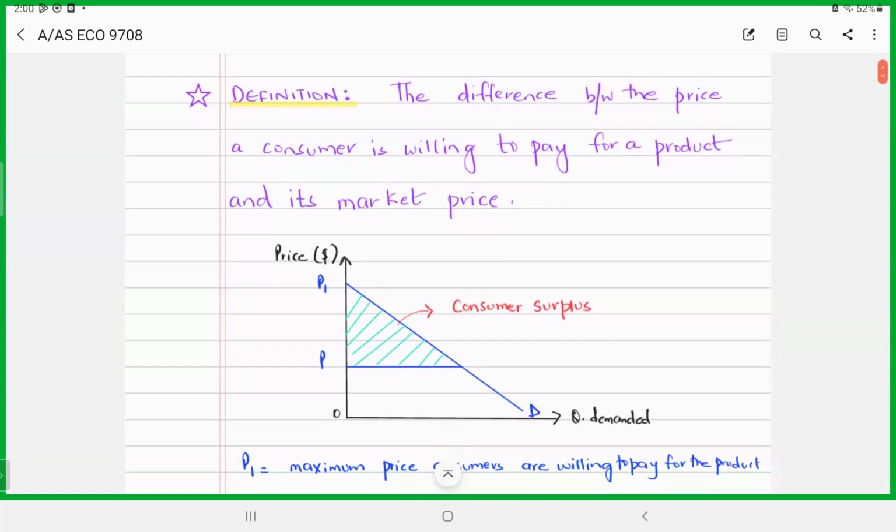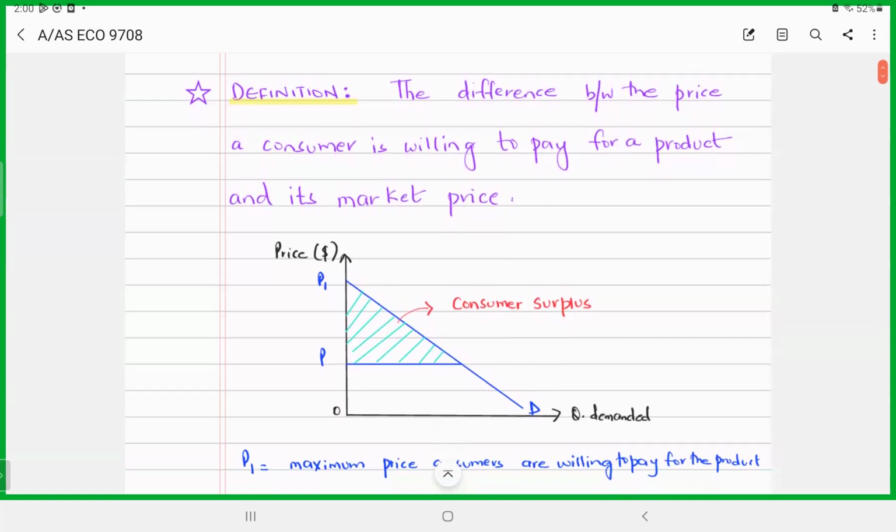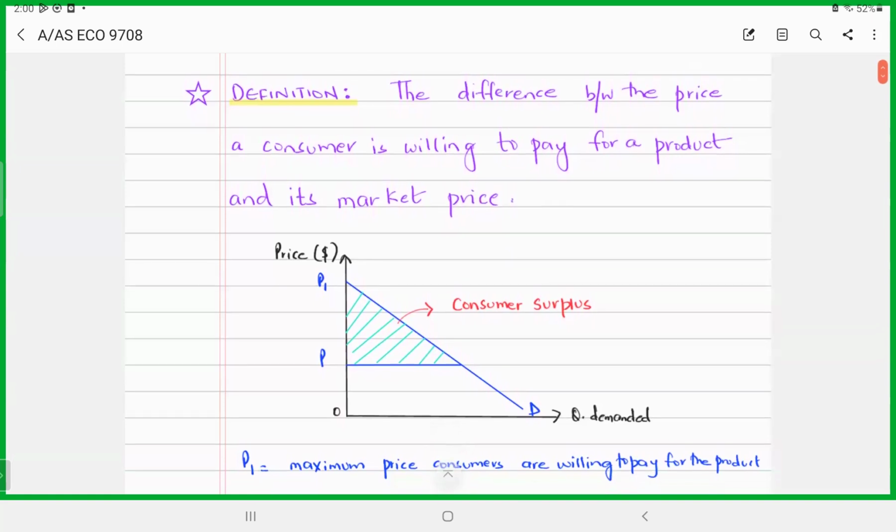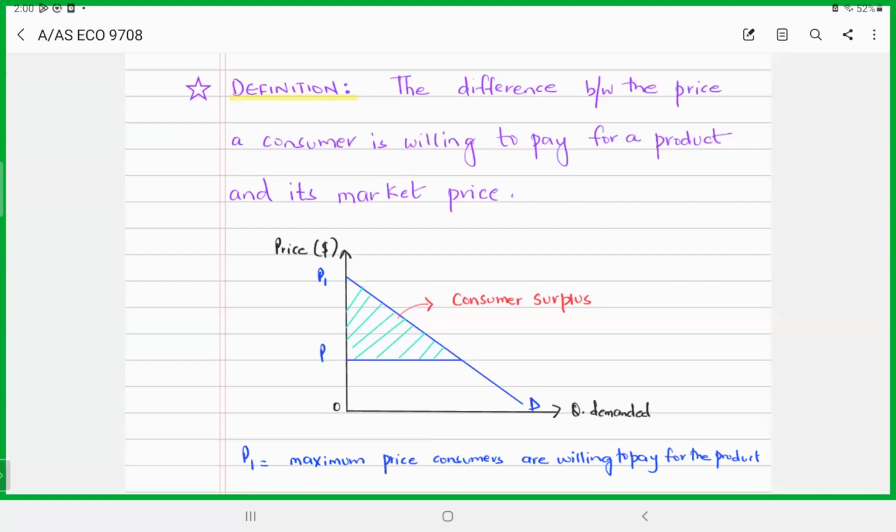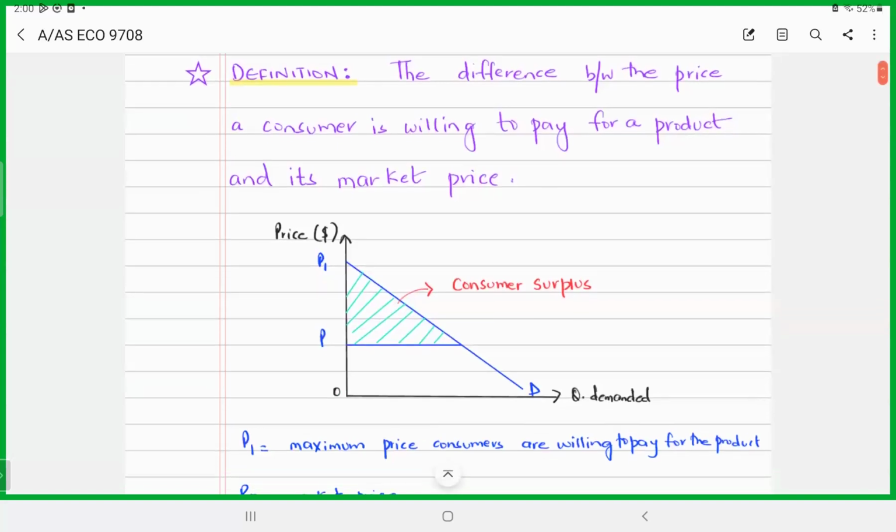Now you look at the demand curve. The vertical axis shows the price, the horizontal axis displays the quantity demanded. Now P is the market price and P1 is the price that the consumers are actually willing to pay. So what does this mean? This means that the consumers are willing to go to the extent to pay P1 for a particular product, although the market price is at P, which is considerably lower than what they are willing to pay.